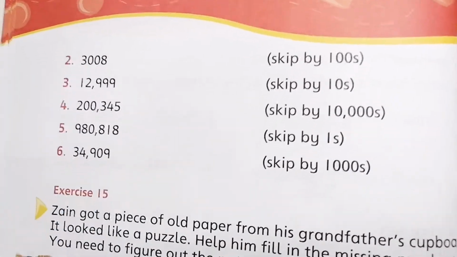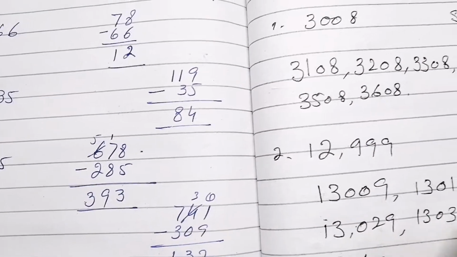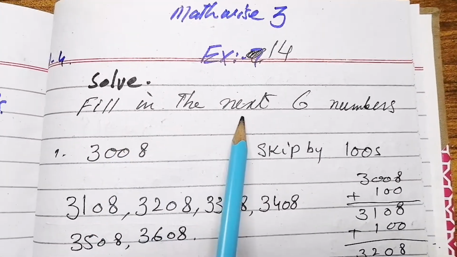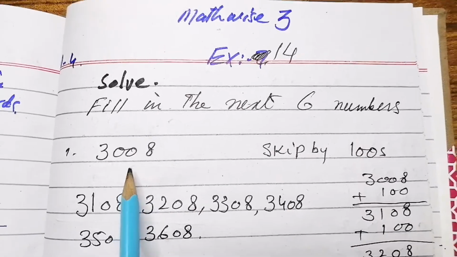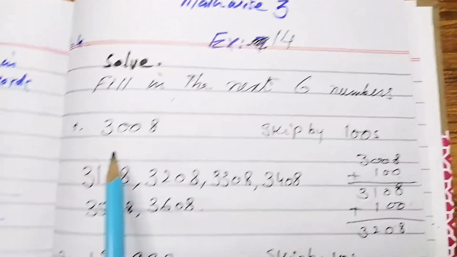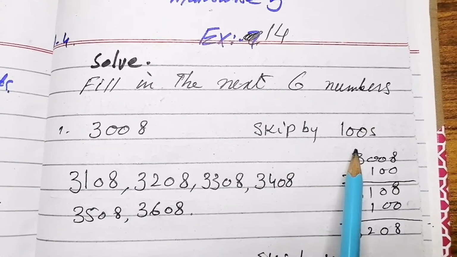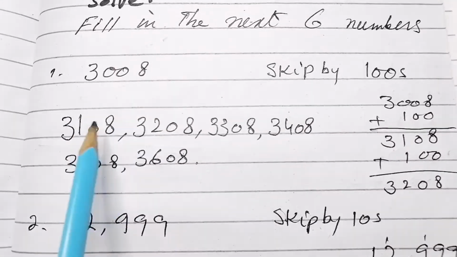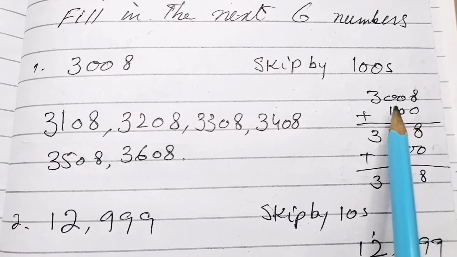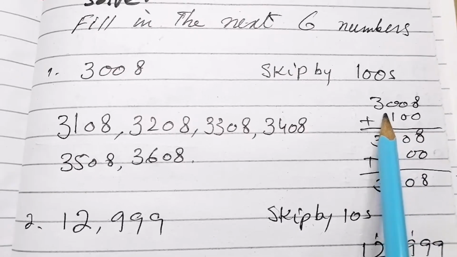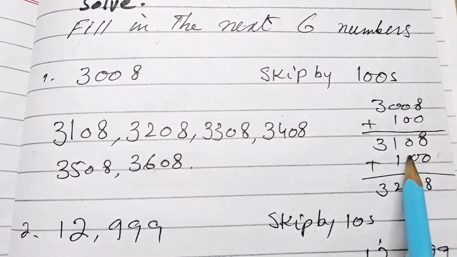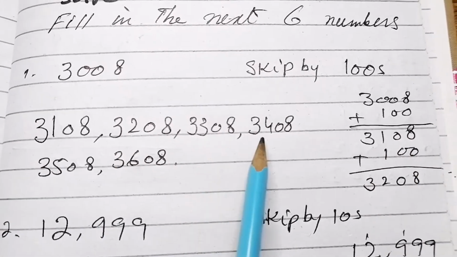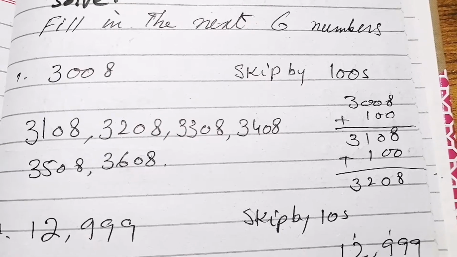So this is exercise 14 we have been doing. You have to solve, fill in the blanks, next 6 numbers. So up to 6 numbers we have to write. 3008 is given, skip by 100, right? We have to skip 100 place and then write the next number. Very easy. 3008 is given, you add 100 to it and you will get 3108, 3208, 3308, 3408.